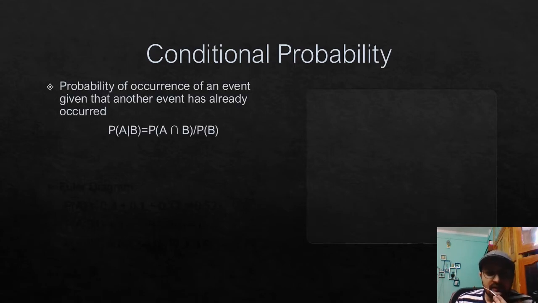It is the probability of occurrence of an event when another event has already occurred. Let's say there are two events A and B. So what is the probability of A when B has already occurred? The formula is given by: the probability of A given B is the probability of the intersection of A and B, upon the probability of B.